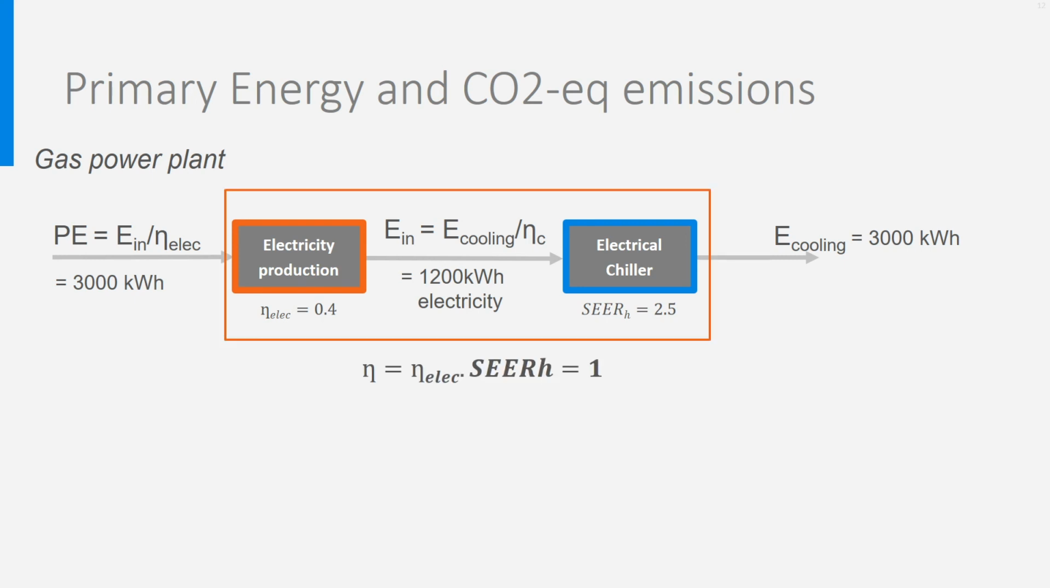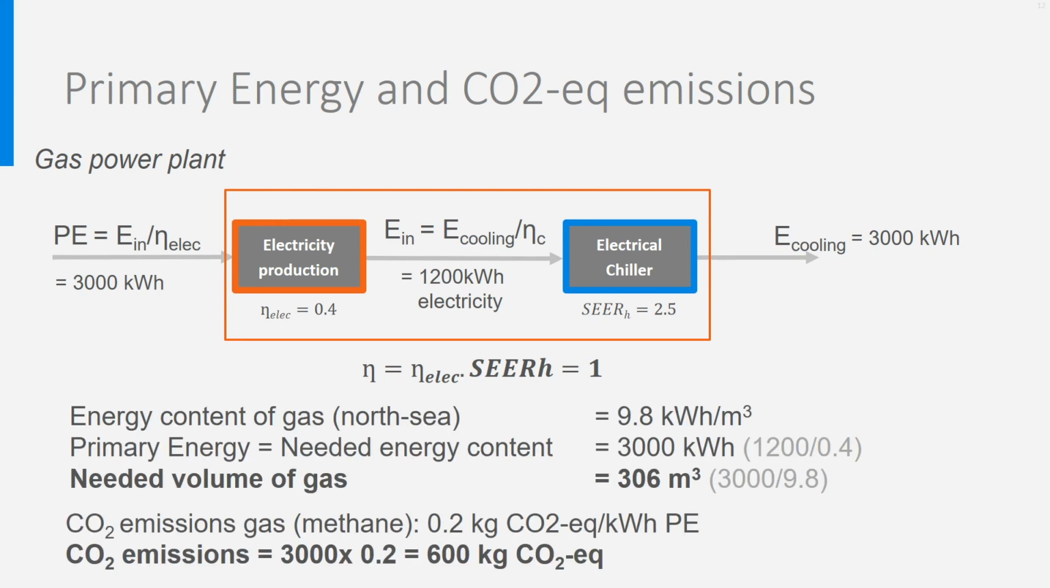And how much gas is that? Well, the higher heating value of North Sea gas is 9.8 kWh per cubic meter. Dividing the primary energy by this heating value gives the quantity of gas needed, which is 306 cubic meters. And the CO2 equivalent emissions are 600 kg CO2. And of course, if the electricity was produced by renewables, this would be 0.